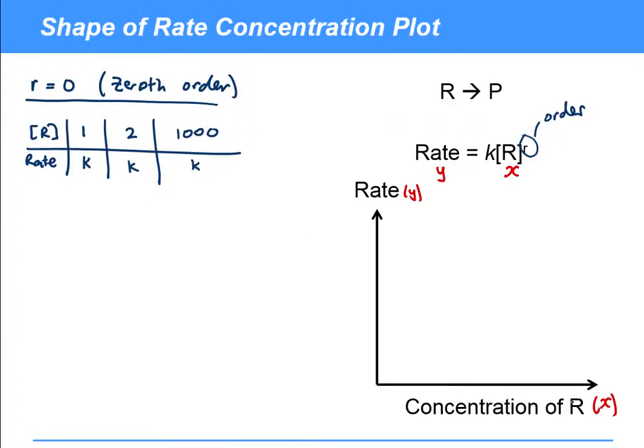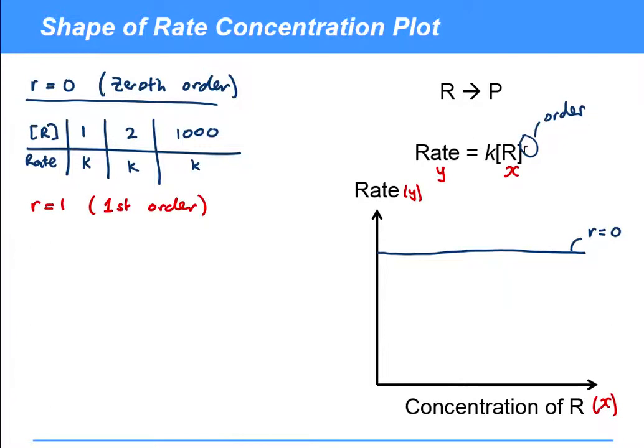So it doesn't matter what the concentration is, the rate remains constant, and so we're going to have a line that looks like that. That's supposed to be a horizontal straight line. So this here is r equals 0, a zeroth order reaction. Now let's try another option, which is r equals 1. This is what we call first order.